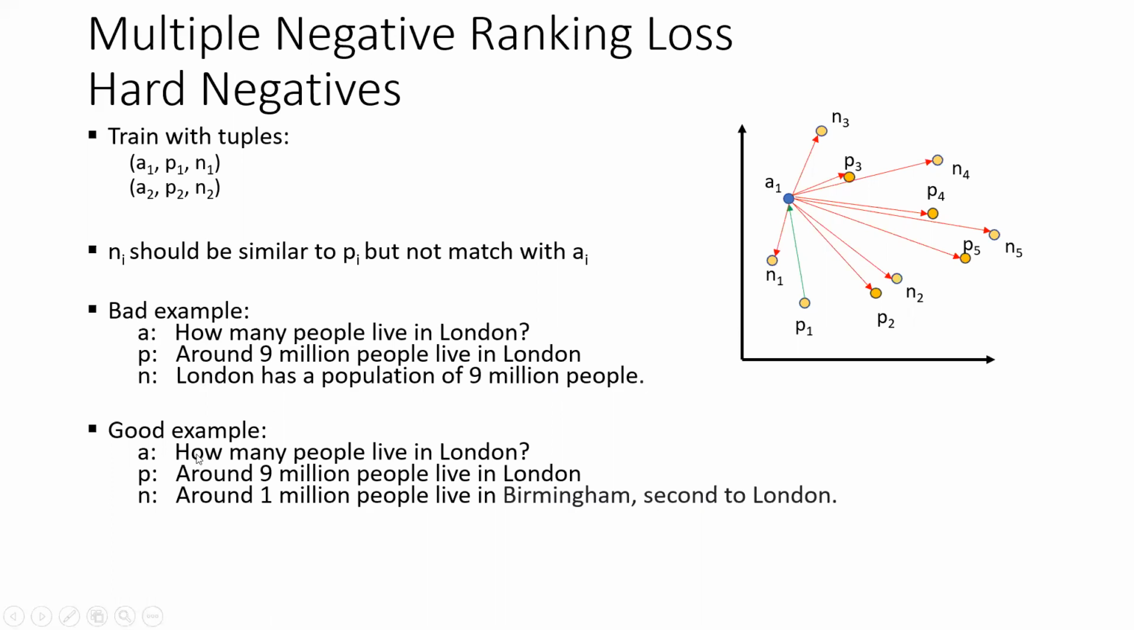A good hard negative would be, for example, around 1 million people live in Birmingham, second to London. Here, this text is also talking about London. It's talking about how many people live somewhere in England, but it does not provide the answer to the question, how many people live in London. So this would actually be a good example. Getting these triplets right is not so easy, because it can be quite easy to include a lot of bad negatives, which will then harm your training performance.